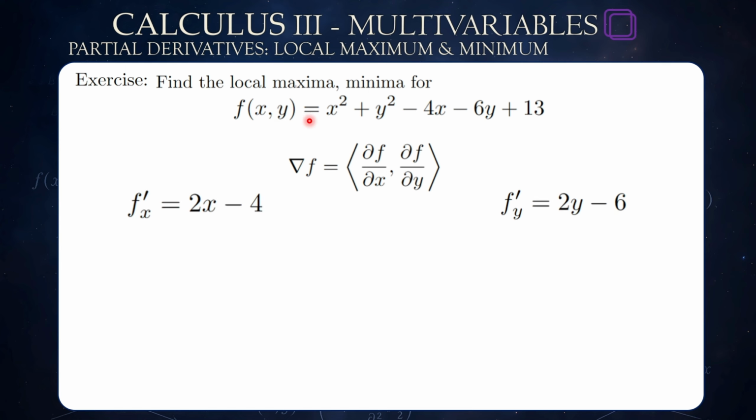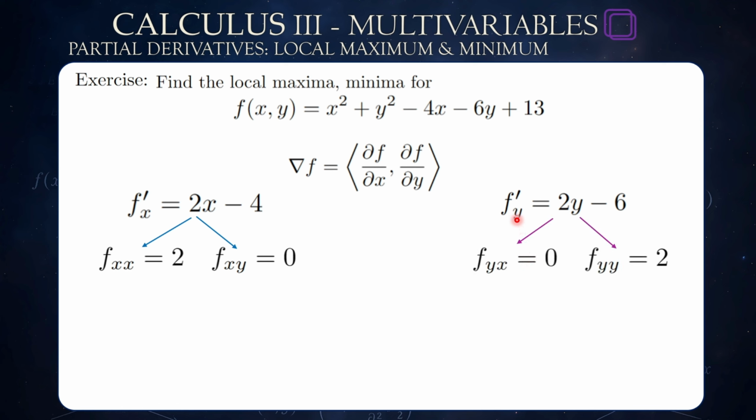So f prime x is equal to 2x minus 4. The other parts are 0 because we are deriving in respect of x. F prime y is equal to 2y minus 6. Now let's get the second derivatives. So fxx is equal to derivative of f prime x in respect of x, which is 2. fxy is equal to 0. Then for f prime y, you have f prime y x, or fyx, is equal to 0 because we have no x here, and fyy is equal to 2.